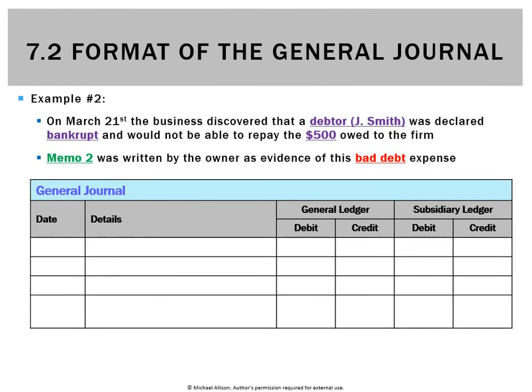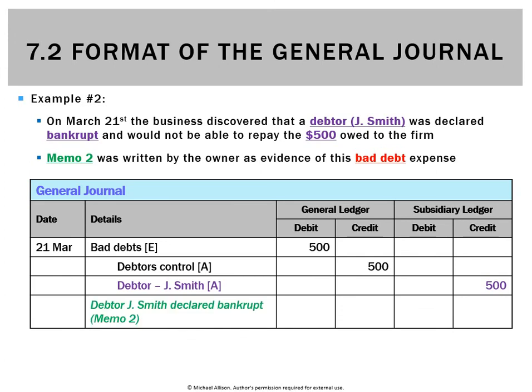Another one: a debtor was declared bankrupt. J. Smith owed us $500. Memo 2 was used to record a bad debt expense. Again, we'll look at why these accounts are debits and credits later on, but for now what we'd have there on the 21st of March is a bad debt expense, which is a debit in the general ledger, a credit in debtors control in the general ledger, and then we'll need to go to debtor J. Smith's account in the subsidiary ledger like so.